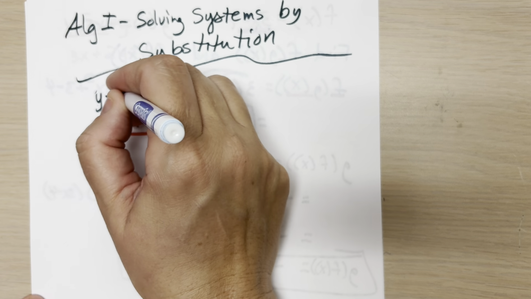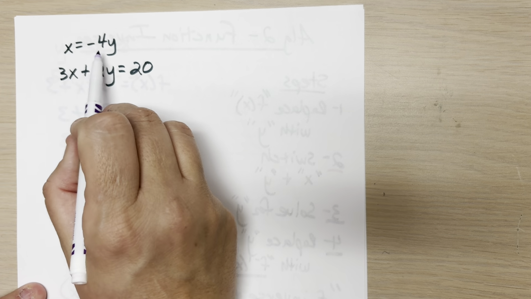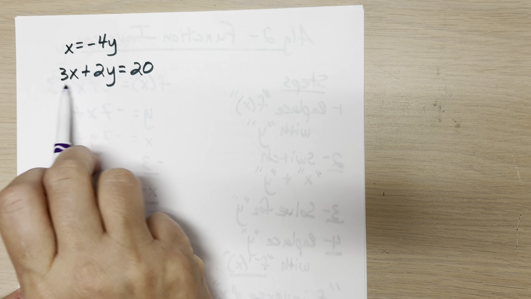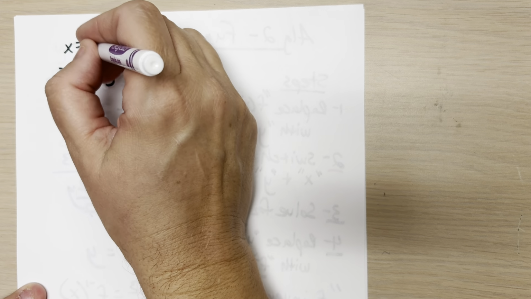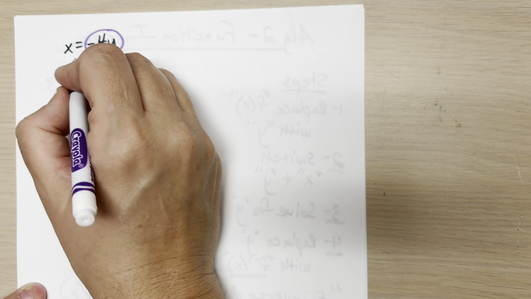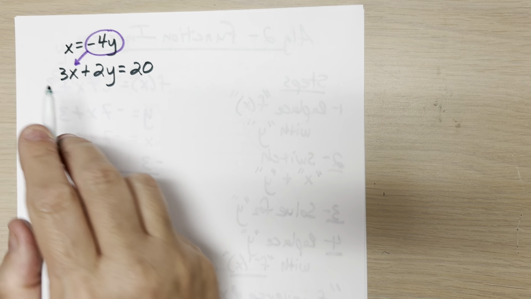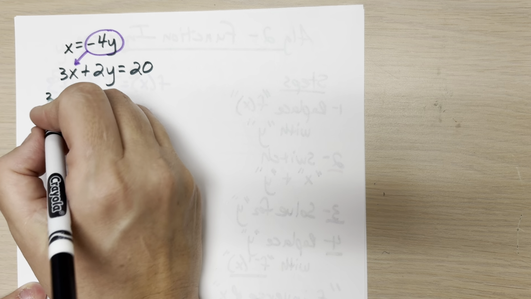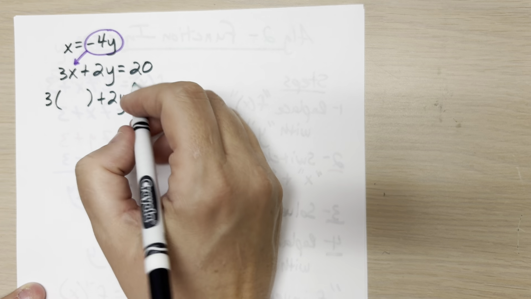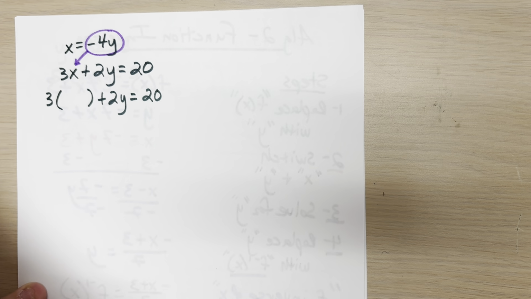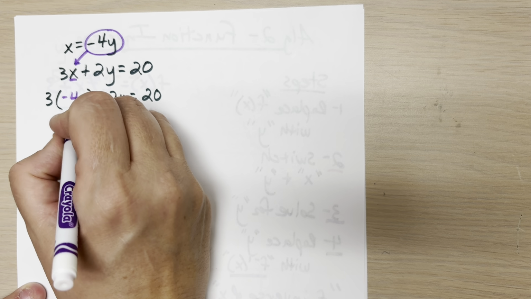Okay, sometimes they're a little goofy looking. So here's one. I have x is negative 4y, 3x plus 2y equals 20. Since x is isolated, I can take negative 4y and put it into the x of the second equation. The second equation says 3 times x, or 3 times the value of x, plus 2 times y equals 20. I'm going to replace this x with negative 4y.